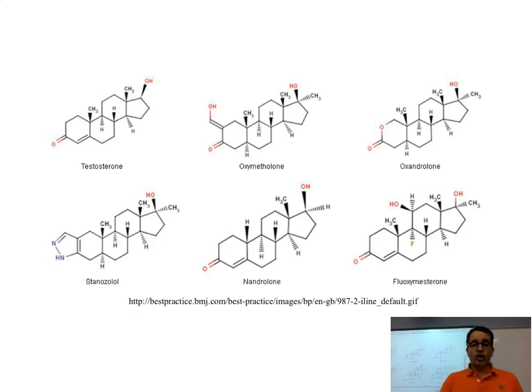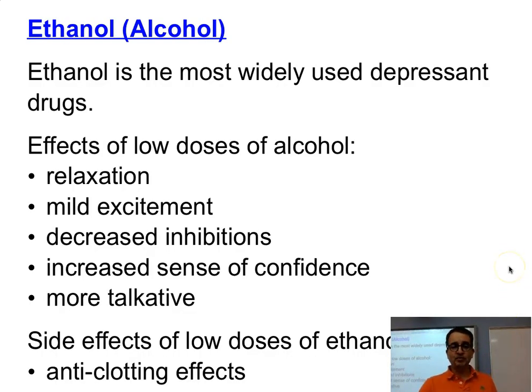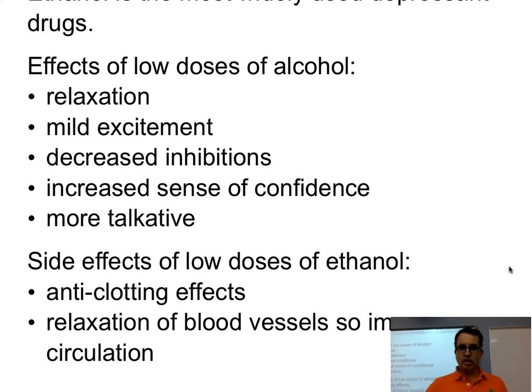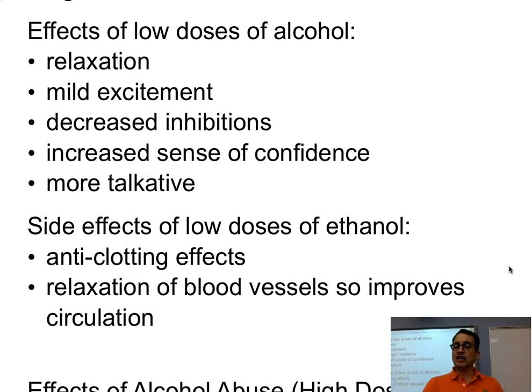We are going to center more on the detection of ethanol, and talk a little bit about ethanol. Ethanol is a depressant drug. When we talk about depressant, it means it actually lowers the activity of the central nervous system, and in low dose it causes relaxation, decreased inhibition. People become more talkative because of the decreased inhibition. It has some anti-clotting effects as a side effect. It improves circulation because it causes relaxation of blood vessels.